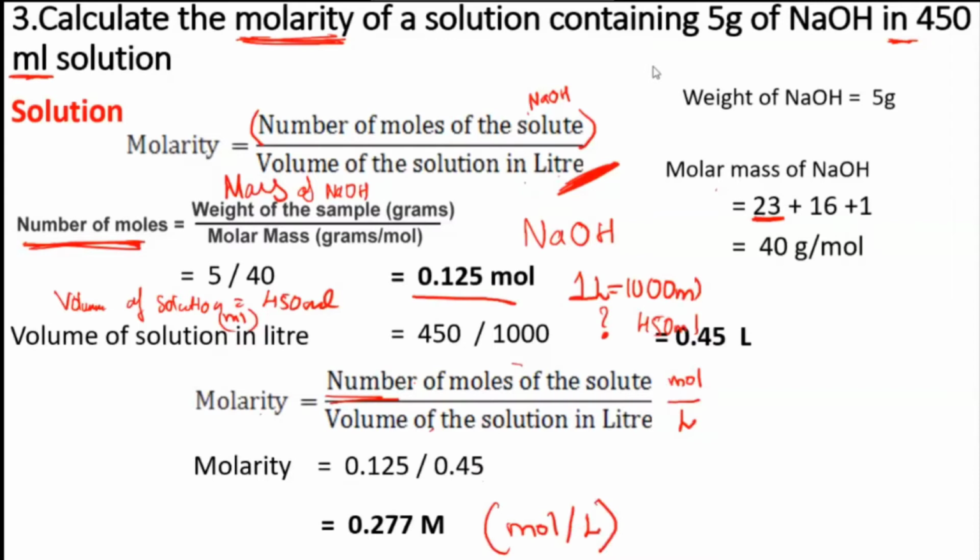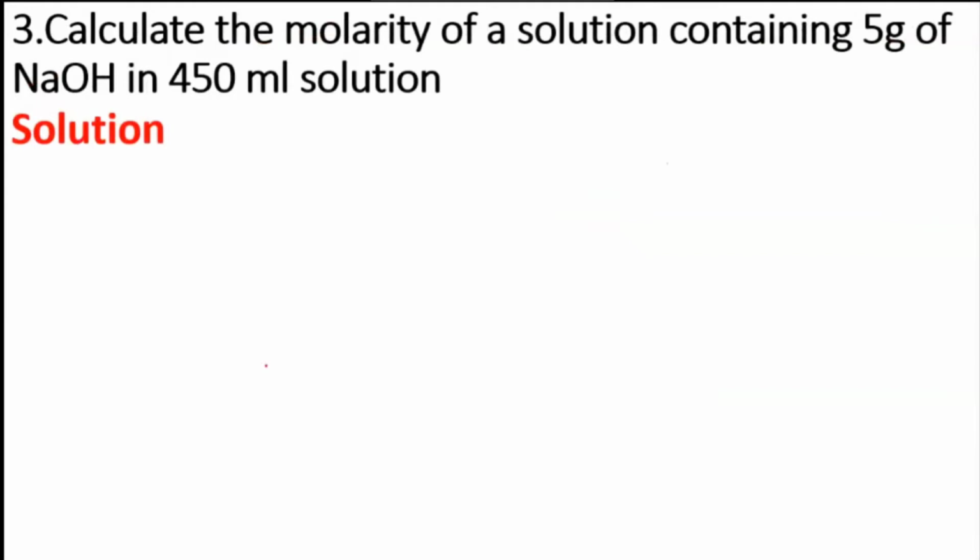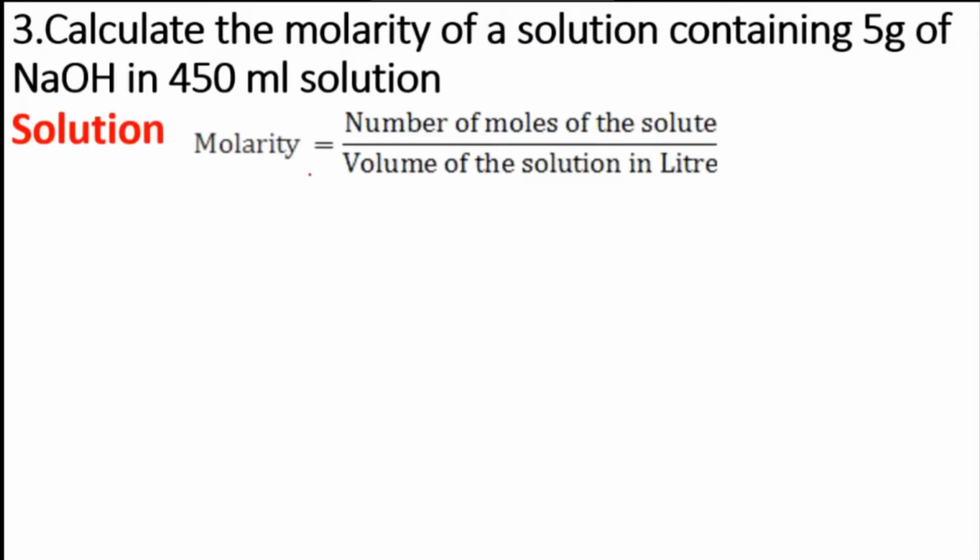This is one way you can work out the problem, where we calculate number of moles separately, volume separately, and then substitute. There is another way also, where you can do it directly. So I am giving you both methods, so you see how you can work it out. This is direct substitution. It's the same thing, but see the way of doing it.